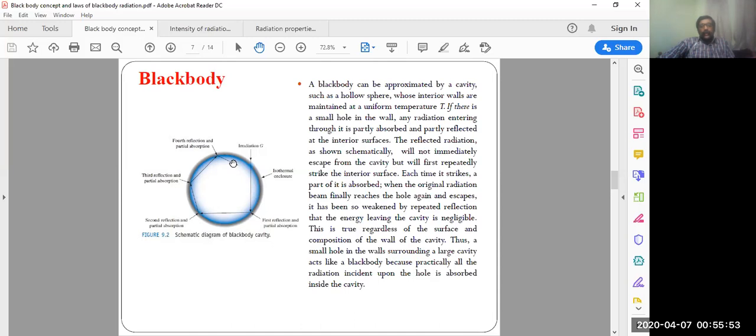This process will continue till the entire radiation gets absorbed by the surface after multiple reflections. That means once the radiation enters the cavity, it does not exit. The entire radiation entering the cavity will ultimately be absorbed by the surface. So the entire energy is absorbed by this cavity, and we can approximate this cavity as a black body.